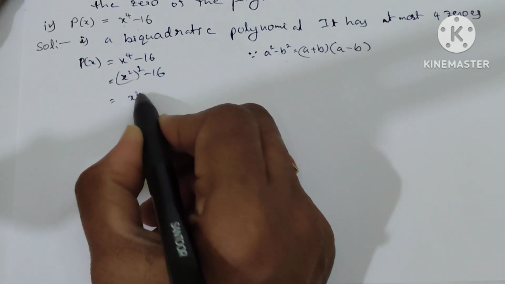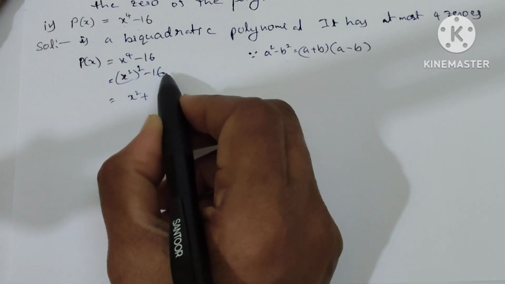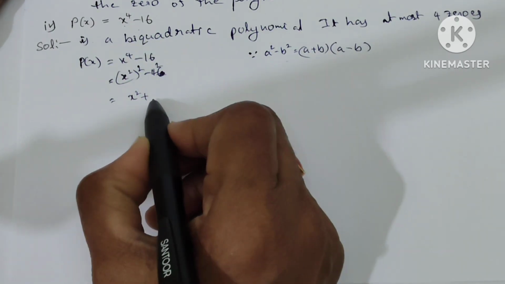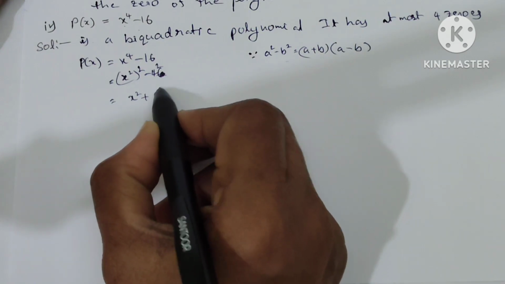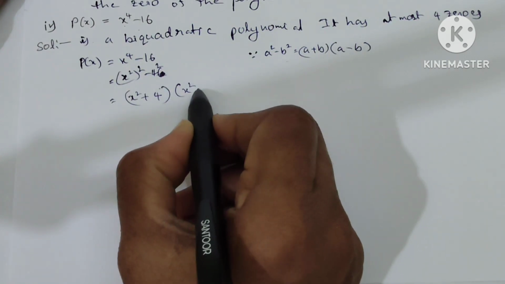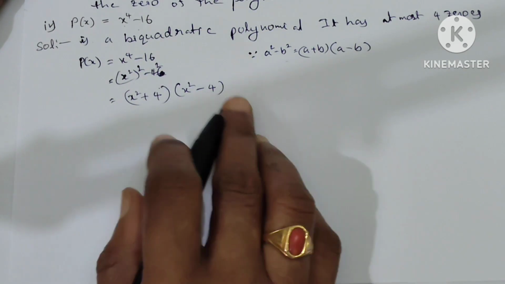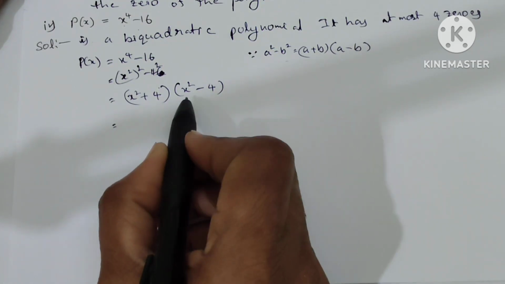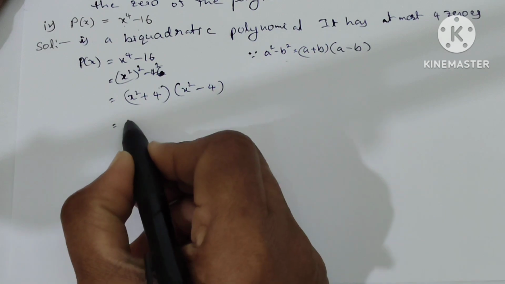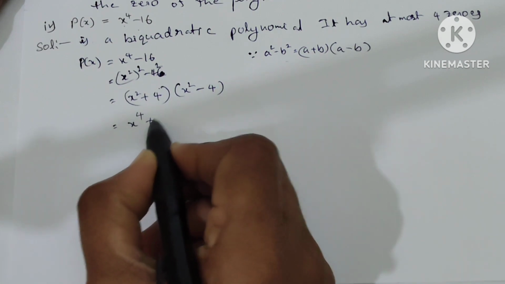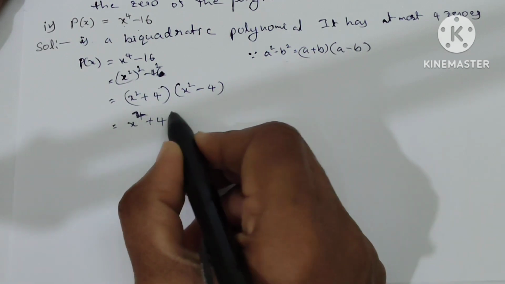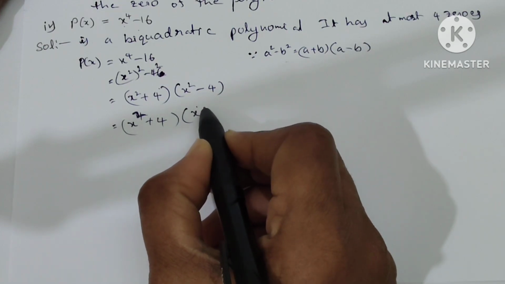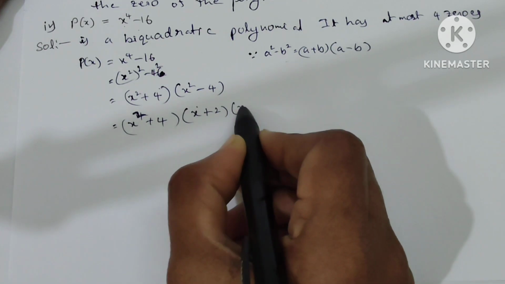So we write x square plus 4 square, because 16 is 4 square. So x square plus 4 into x square minus 4, in the a plus b into a minus b form. So again, this one is divided in this form: x to the power of 4 minus 16 equals (x square plus 4) into (x square minus 4). Next, we write x square minus 4 as (x plus 2) into (x minus 2).